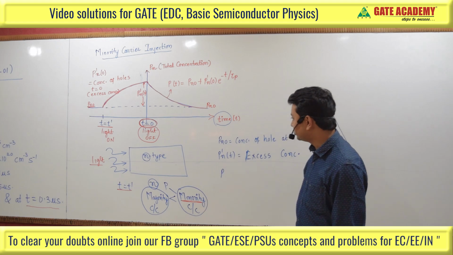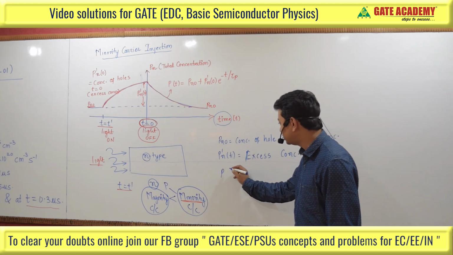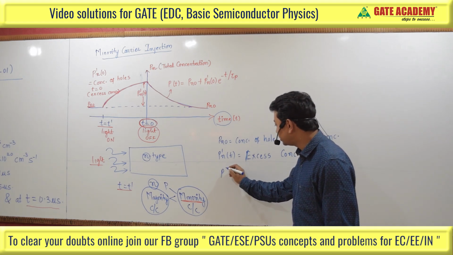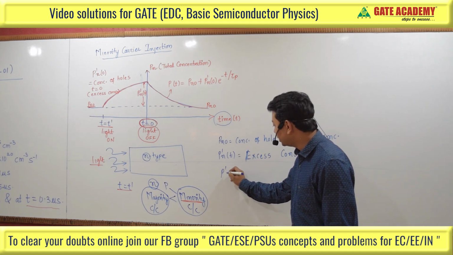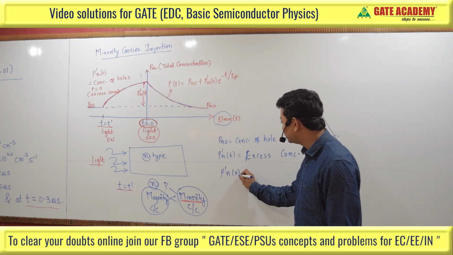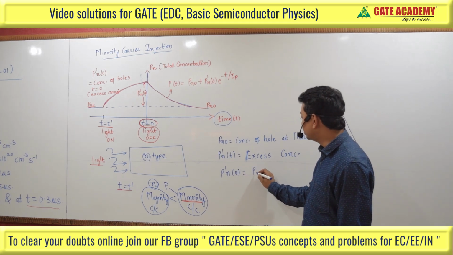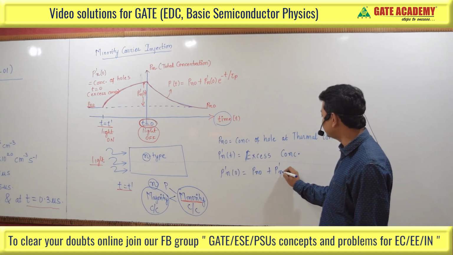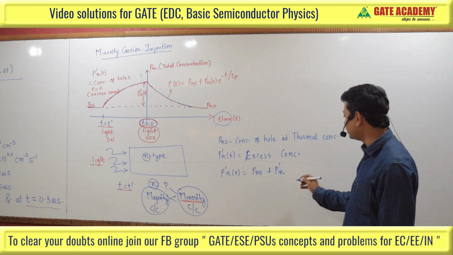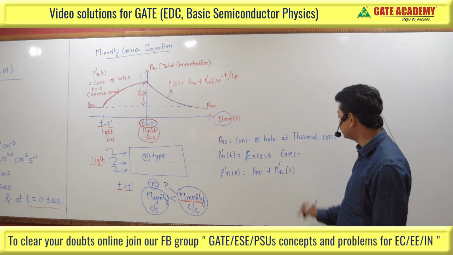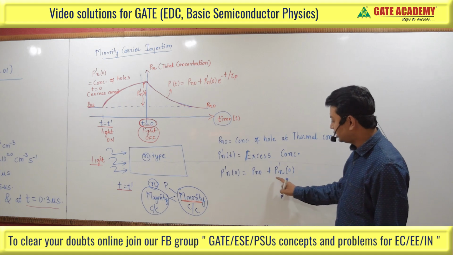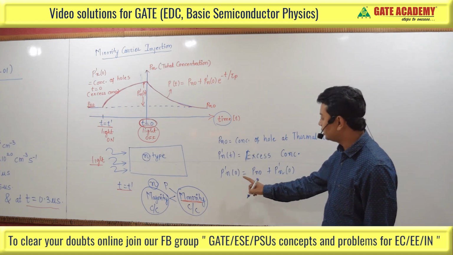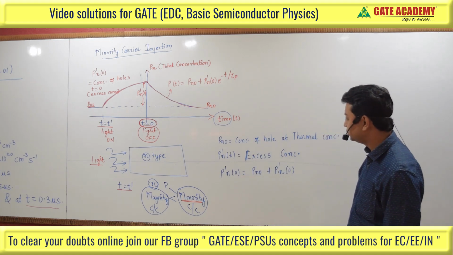And from the graph we can see the total concentration. Suppose we are considering time t = 0, the total concentration at t = 0 is represented by pn(0), which is equal to the summation of the concentration at thermal equilibrium pn0 plus the excess concentration p'n(0) at time t = 0. This is the total concentration of holes in the semiconductor at time t = 0.